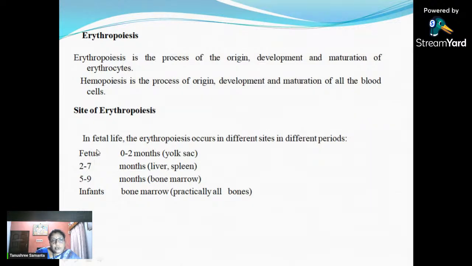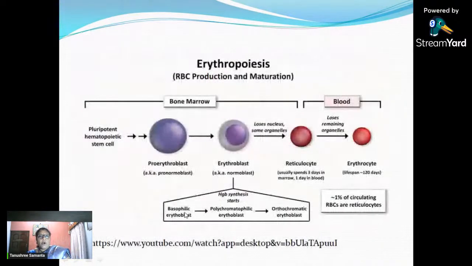See here, it is shown already that in a fetus of about 0 to 2 months, erythropoiesis happens in the yolk sac. At 2 to 7 months, it is in the liver and spleen. At 5 to 9 months, it is in the bone marrow. And in infants, it's in the bone marrow, and practically that is in all bones.